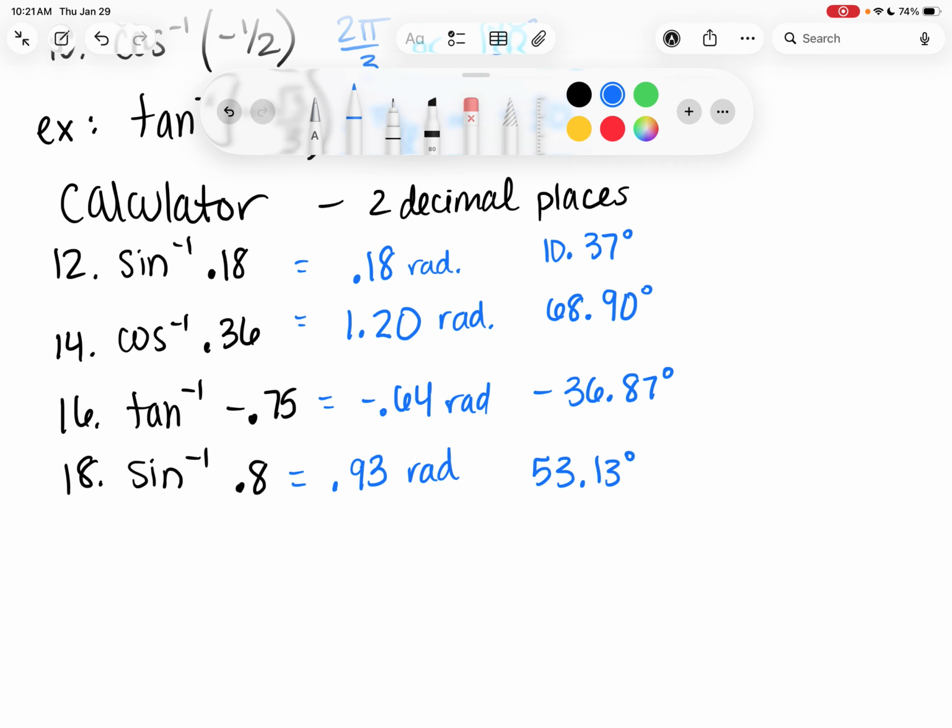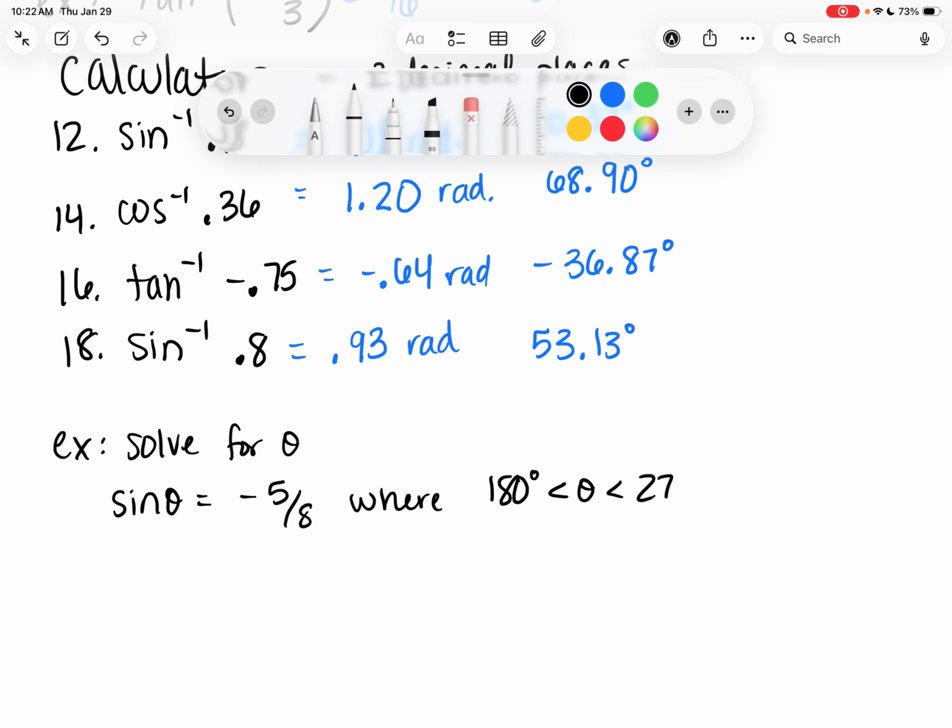All right, the last one says to solve the equation for theta. So, I'm going to do a generic example and then we'll get into a couple out of the book because there's not a ton of them here. So, solve for theta. This is going to be the problem. They would tell us that the sine of theta is equal to negative 5/8, where 180 is less than theta is less than 270. So what that tells me is that this is occurring in quadrant 3.